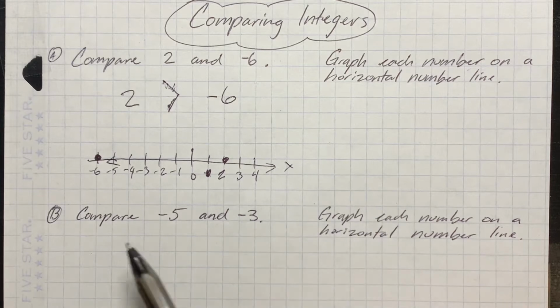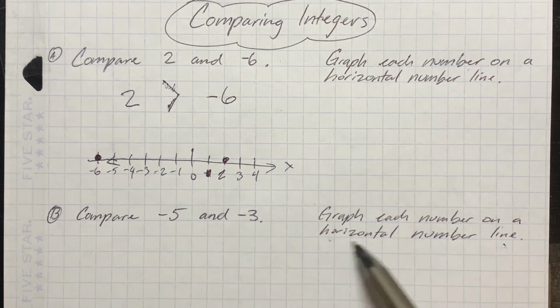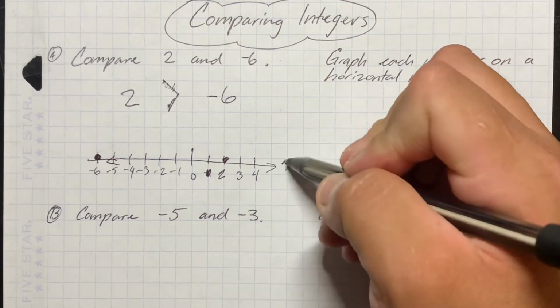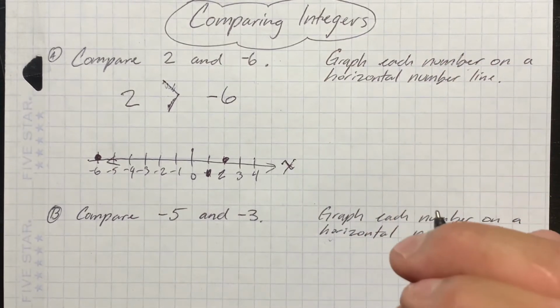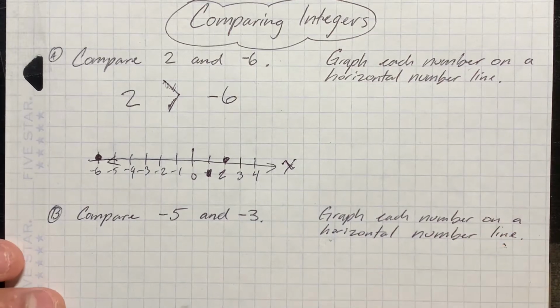Same thing for B. We're going to compare -5 and -3 on a horizontal number line. A horizontal number line, again, is your x-axis. So let's go ahead and do that. Let me go ahead and draw another x-axis.